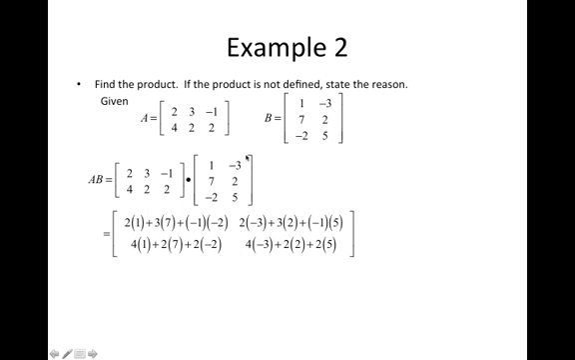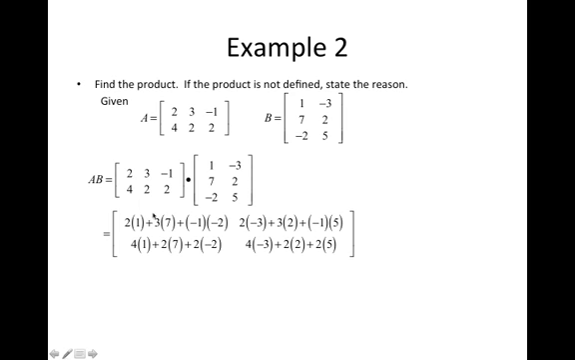We're going to do 4 times negative 3 plus 2 times 2 plus 2 times 5. And that's this guy here. It's very important that you show this work when you're first learning how to do matrix multiplication, because that way if you make a mistake, we can find out what went wrong. Okay?